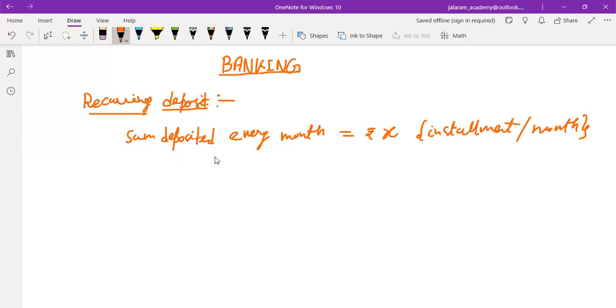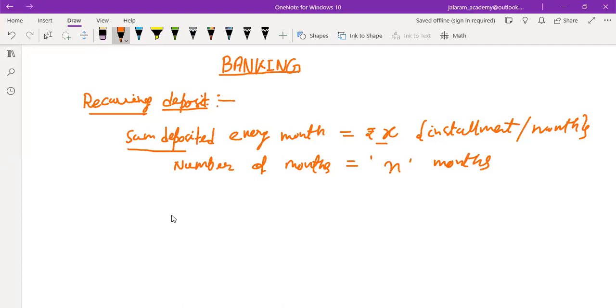Then for how many months? In a recurring deposit, it is fixed for 3 years, that the person will deposit rupees X per month for n months. So the next important thing is the number of months, and let it be n. N months are there.